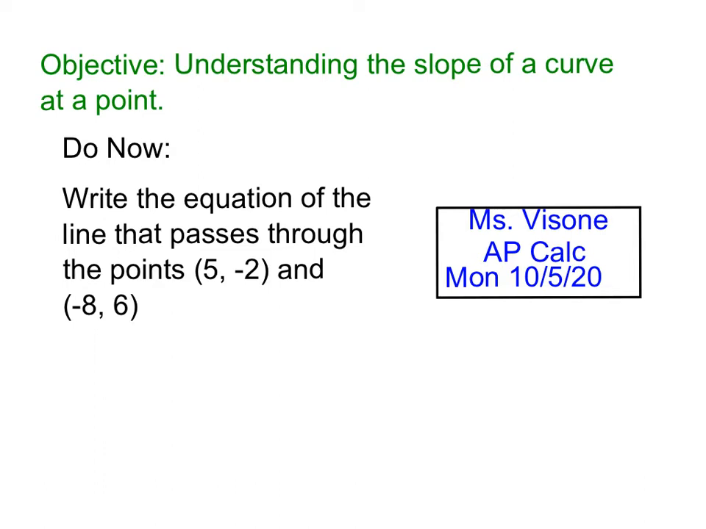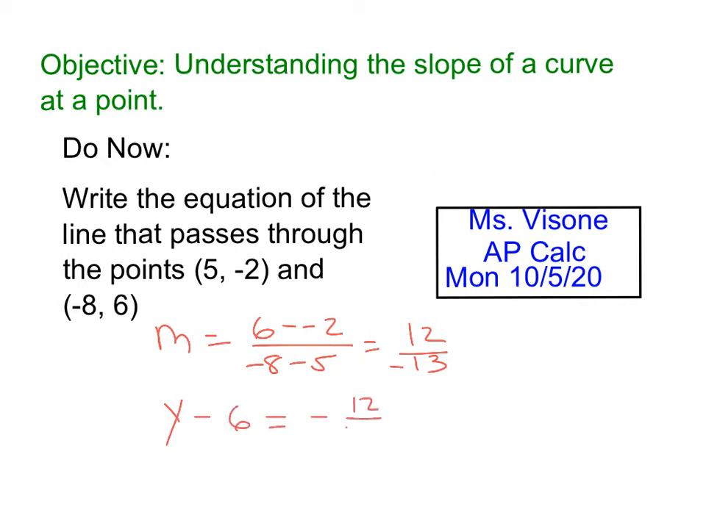So let's start by writing the equation of the line that passes through those points. Pause the video and do that. I need my slope, so I'm going to do 6 minus -2 over -8 minus 5, 12 over -13. And then I'm going to just do point slope. So x minus 6 equals -12 over 13, x plus 8. Or you could use the 5 and the 2, whatever you want. I'm going to leave it like that. There's no reason to change it.